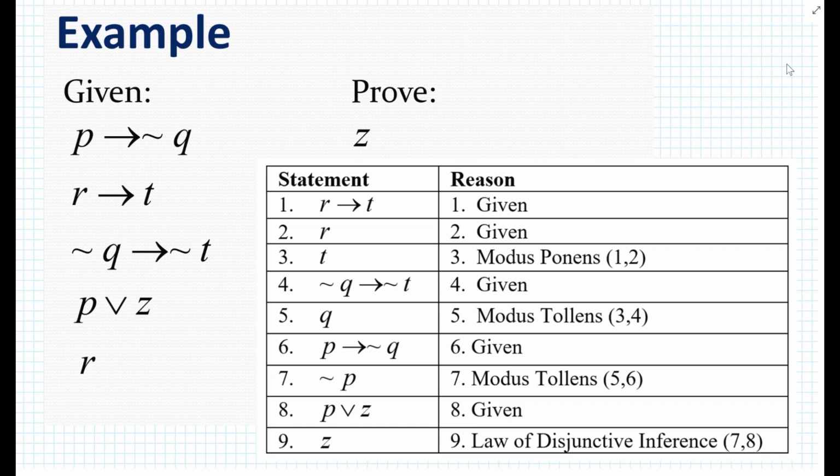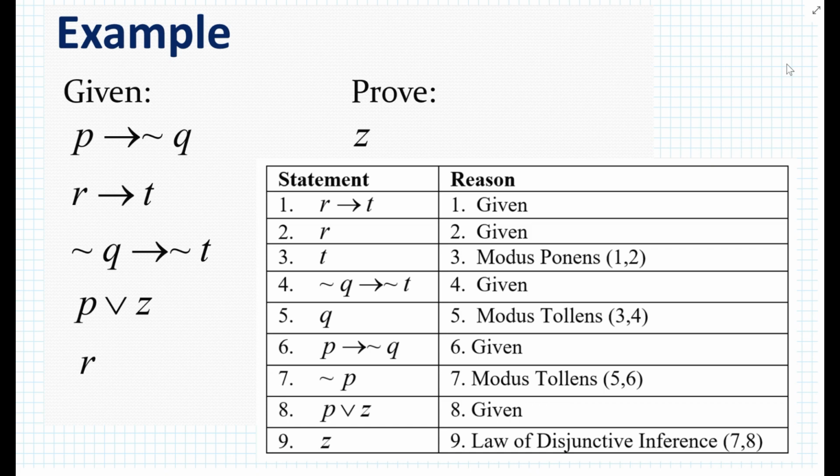And then in step 6, I added the next given, which is if P then not Q, which then allows me to conclude that not P is true because of modus tollens. Then I'll add the last given for step 8, P or Z, but it's not P in step 7, therefore Z must be true because of the law of disjunctive inference.